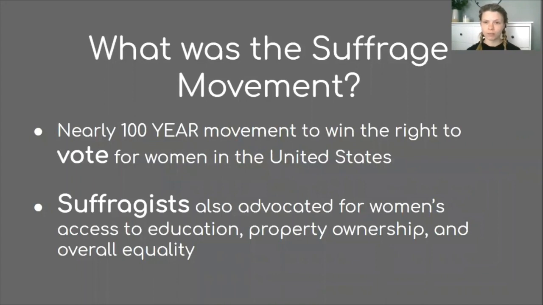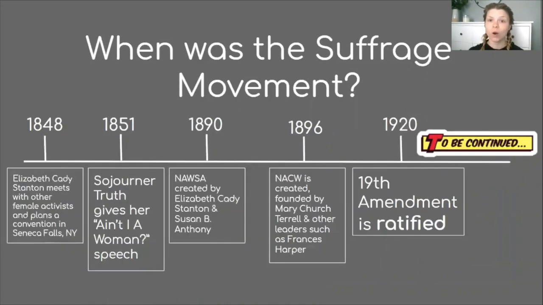What was the suffrage movement? Okay, this was nearly a 100-year movement to win the right to vote for women in the United States. Suffragists also advocated for women's access to education, property ownership, and overall equality. That is why you will see on our timeline for today, I put "to be continued," because suffrage isn't just about giving women the right to vote, and it didn't just end in 1920 when the 19th Amendment was ratified. It is this long-term movement to grant women equality that in some ways is still happening today.